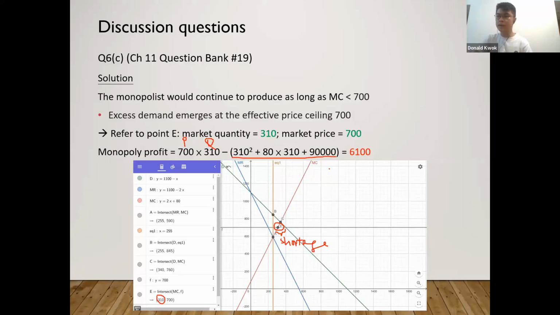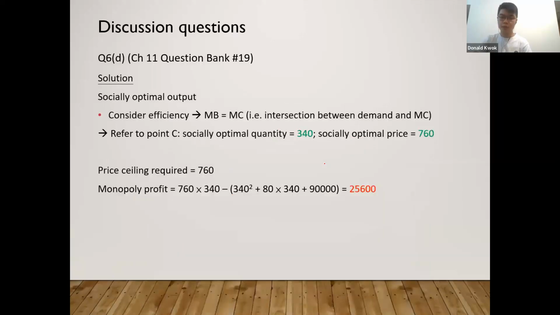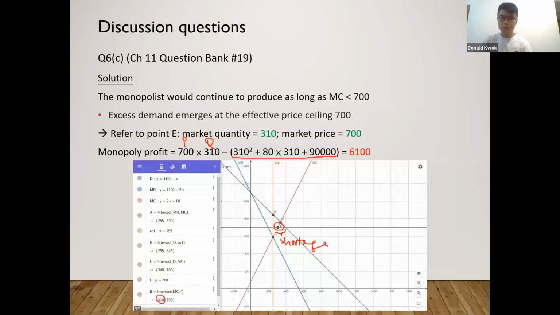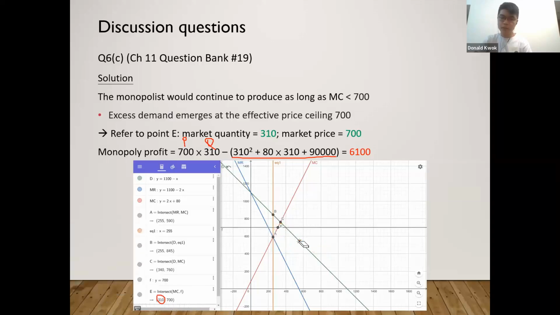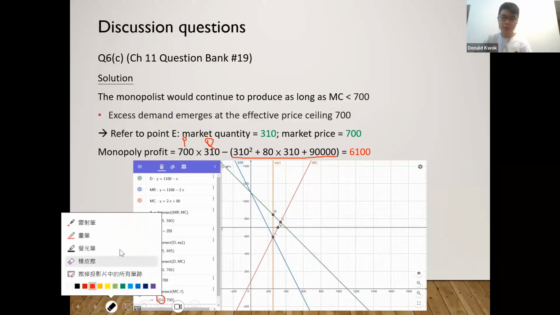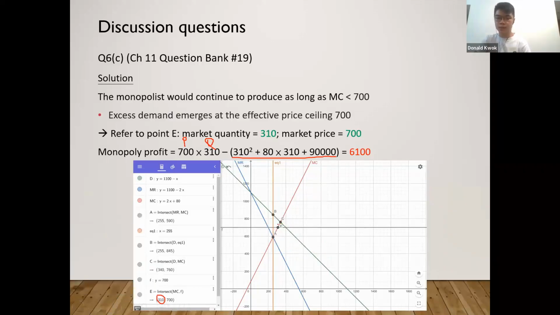And for part D, if the government wants to impose a price ceiling that completely eliminates deadweight loss, then what would be the profit of the firm? Okay, so we are considering the efficient point. We need to set the price ceiling at the socially optimal quantity. Referring to the graph here, it would be point C, the efficient point where the demand intersects the marginal cost.